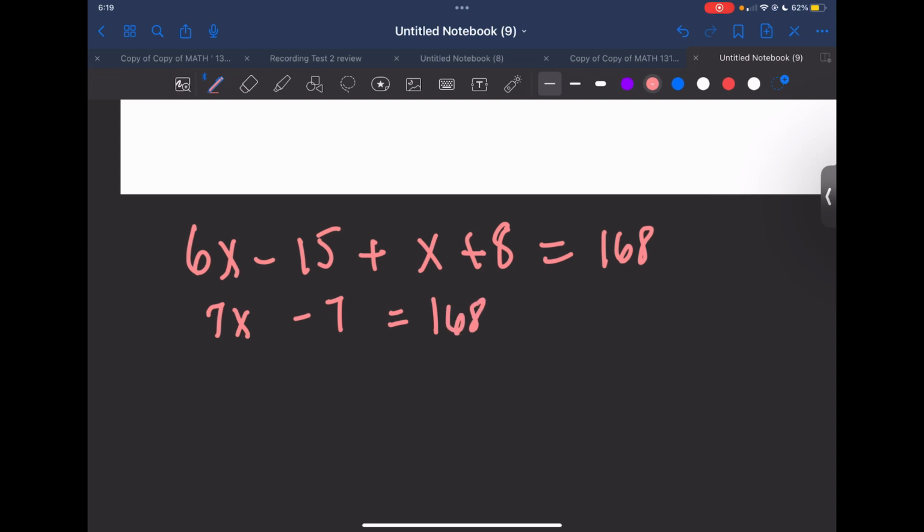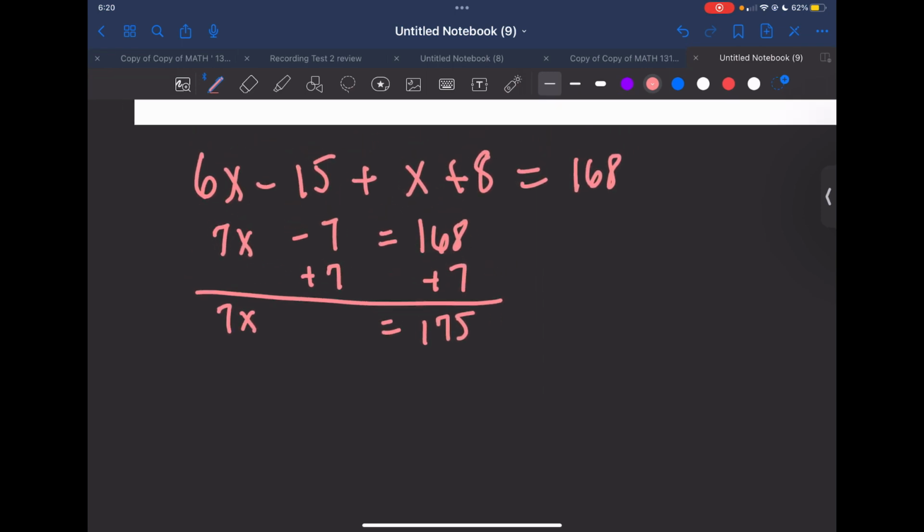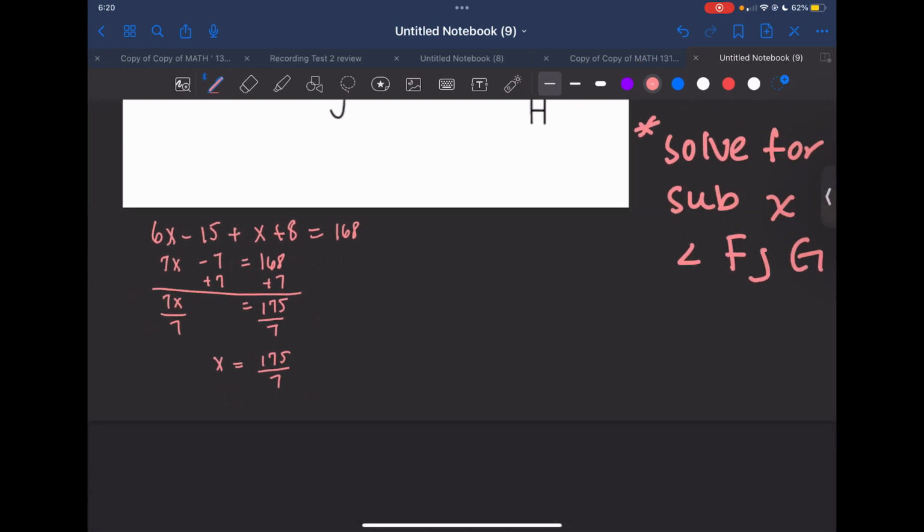I'm solving for x here. Plus 7, 7x equals 175. I'm going to get a fraction, which I love. Divide by 7, divide by 7. X equals 175 over 7.